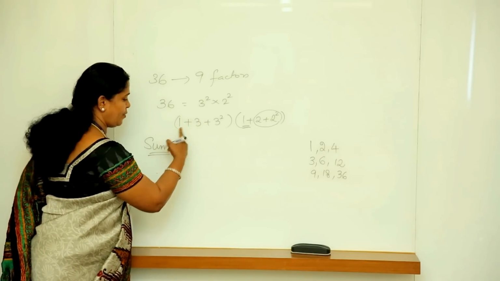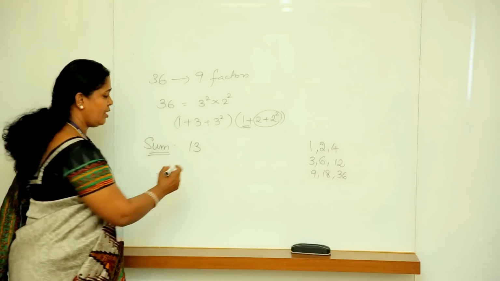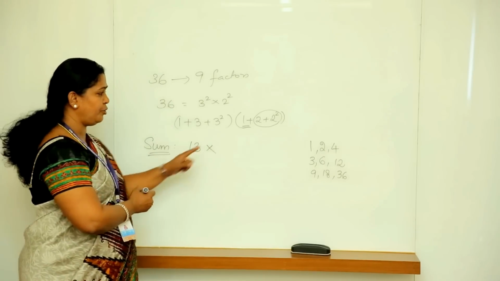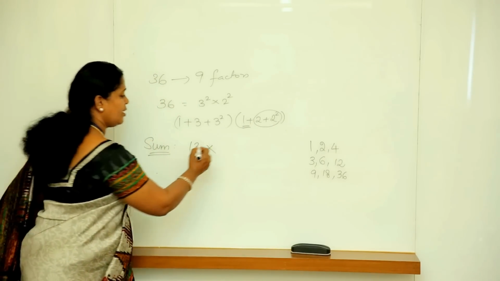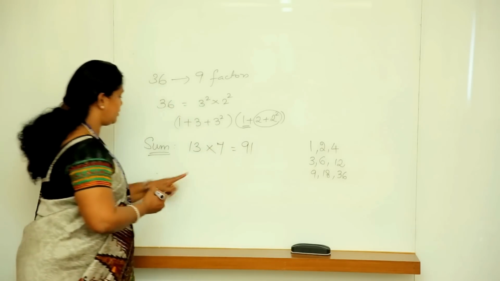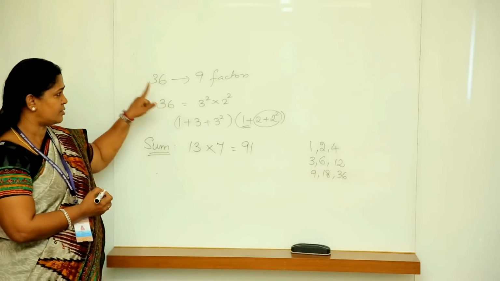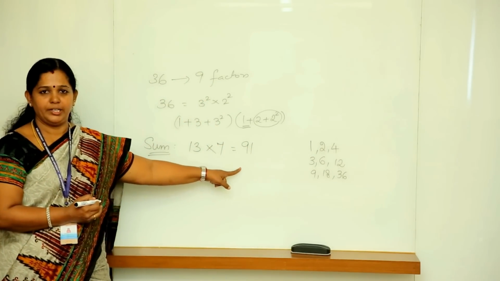9 plus 3 is 12, plus 1 is 13. The first bracket sum is 13, that 13 multiplied to the second bracket sum, which is 4 plus 2 is 6, plus 1 is 7. So, 13 into 7, 91 is the sum of all the factors of 36. You can check the sum of these, that is going to conclude 91.